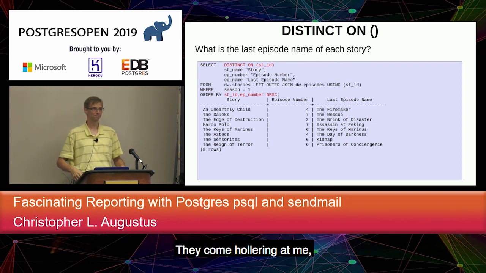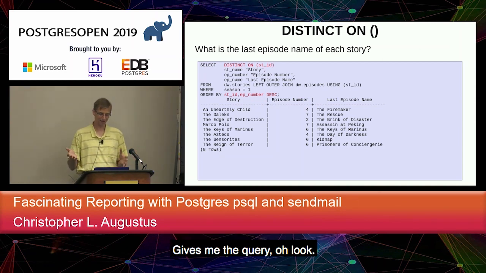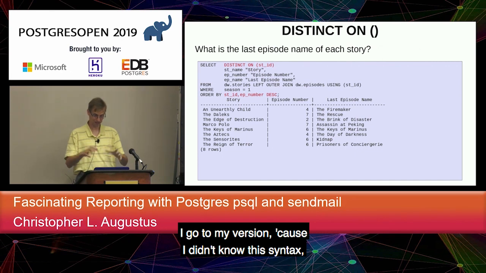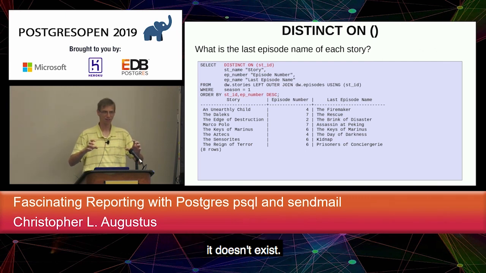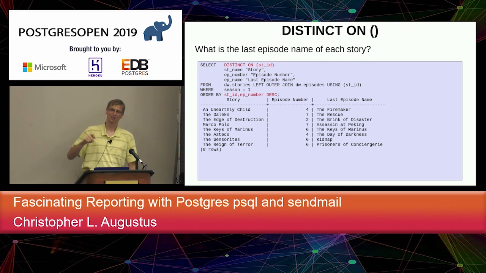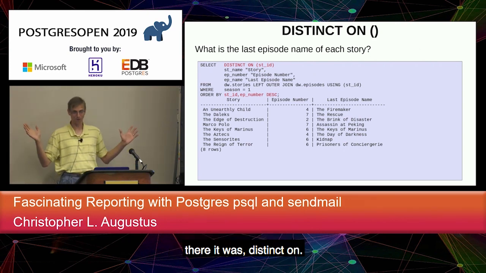And they come hollering to me, why is it not working? I said, well, give me the query. Let's see what's going on. He gives me the query. I go to my version of the documentation, because I didn't know the syntax. I'm like, it doesn't exist. And then I thought, uh-oh. I went to the current version of the documentation. There it was, DISTINCT ON.